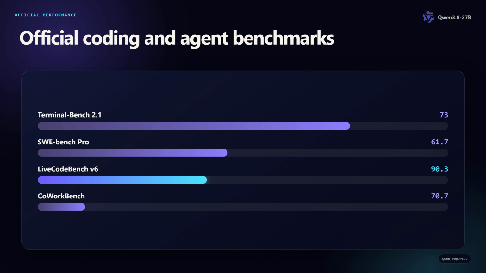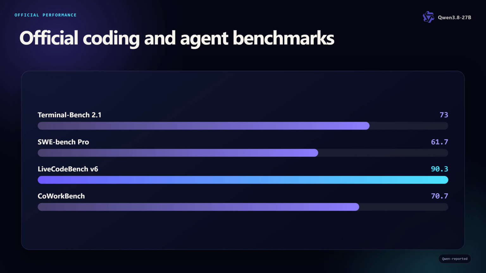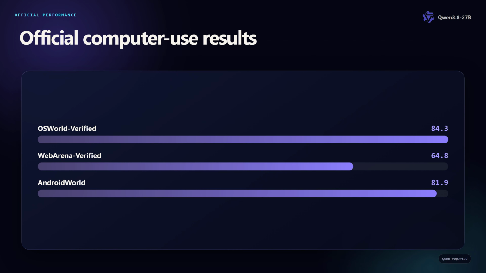In Qwen's evaluation, the 27B scores 73.0 on Terminal Bench 2.1, 61.7 on OSWorld-Verified Pro, 90.3 on LiveCodeBench version 6, and 70.7 on CoWorkbench. Computer use results are equally notable: 84.3 on OSWorld-Verified, 64.8 on WebArena-Verified, and 81.9 on Android World.